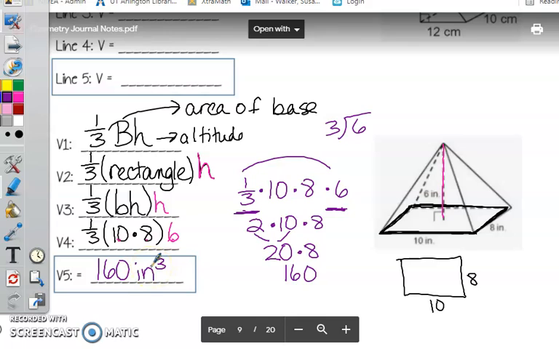So this is how we do volume of a prism and volume of a pyramid. The only difference is for a pyramid, somewhere we have to divide by 3. It's okay to do it at the end. If none of our numbers are pretty and divide by 3, then we can divide by 3 at the end.